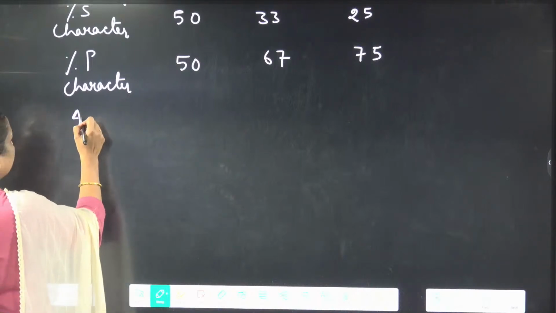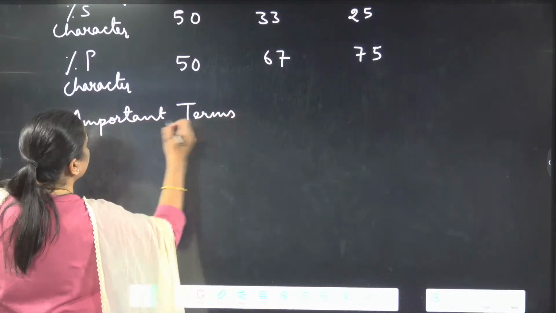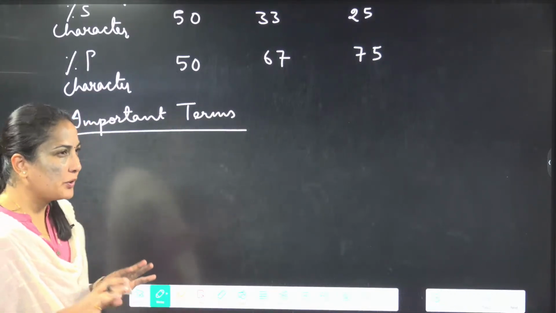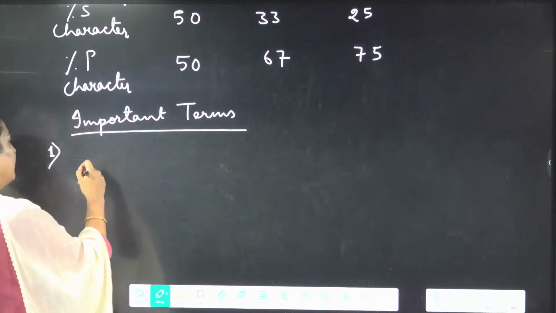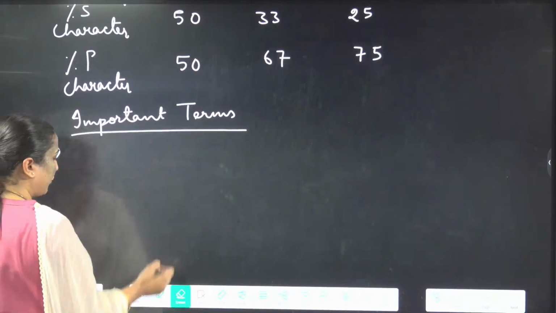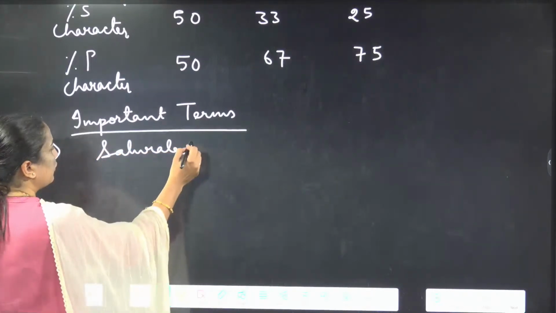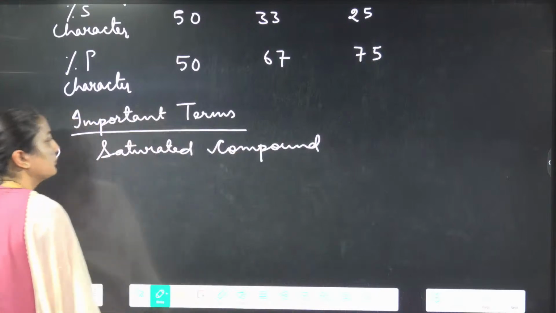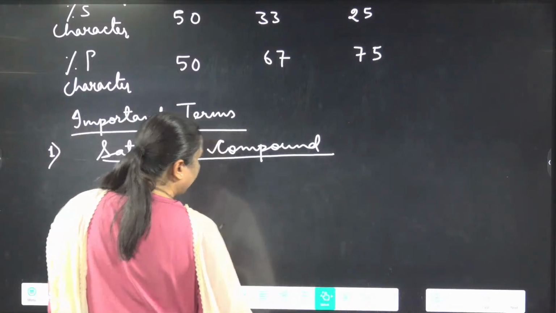Now let us move on towards certain important terms. So in those important terms, like all those are basics which we know, right? So the first one, let us look for, basically let us go for molecular formula, or else before going for molecular formula, let us go for what do we mean by saturated compound. Saturated compound means what?